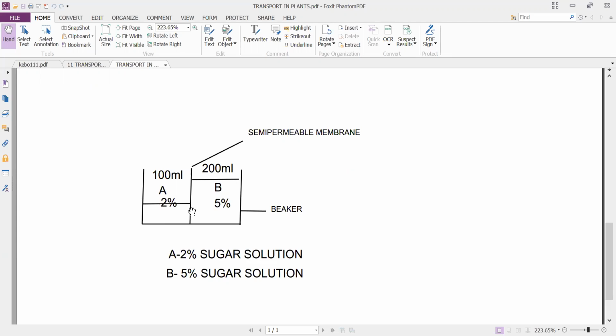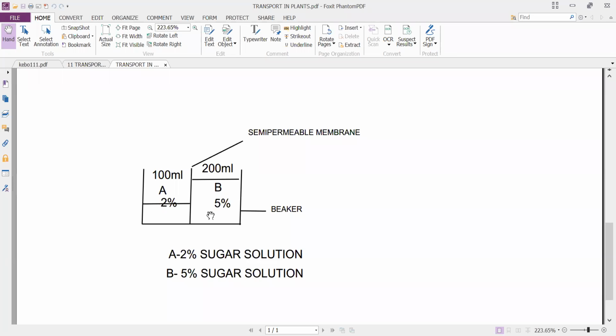Slowly the concentration of A increases and the concentration of B slowly decreases. Finally, there is some point at which the concentration of both A and B becomes equal. Here it is 3.5. That point where both the concentrations, or water potentials, become equal, we call equilibrium.